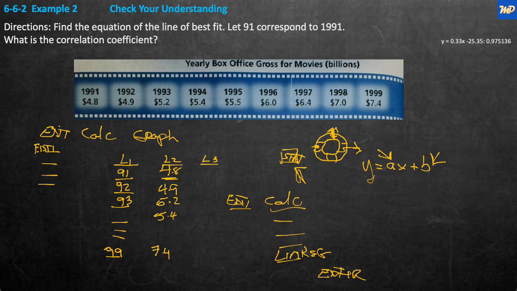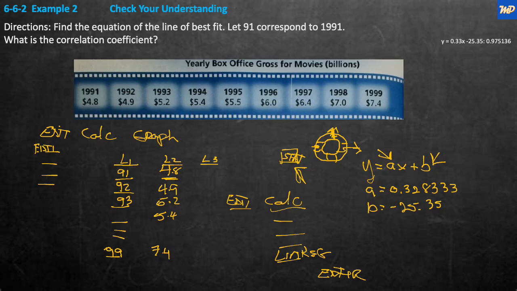The next thing that comes up is a, and a is equal to 0.3283, and then a bunch of threes. And then the next one is b, and b is going to be equal to negative 25.347. We're going to round that up to 25.35.